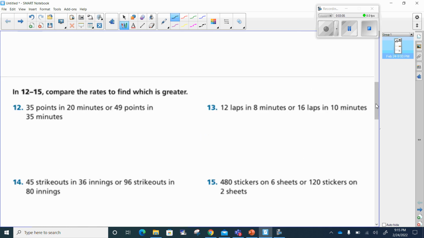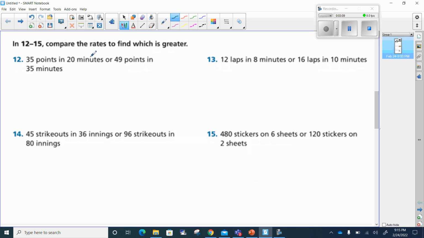Compare the rates to find which is the greater rate. 35 points in 20 minutes or 49 points in 35 minutes. So we're talking 35 in 20. That's 35 divided by 20. That goes into this one time. Let's see, and that gives me 15, right? I have to add a 0 here. 20 goes into 157 times for 140. And that leaves me 10, which I'll add a 0, and 20 goes into 100 5 times. So this is going to be 1.75 points for 1 minute.